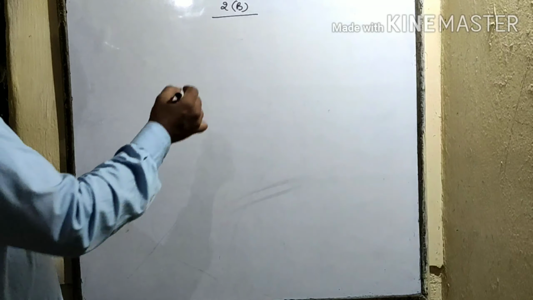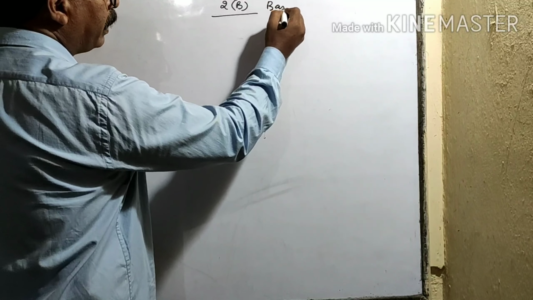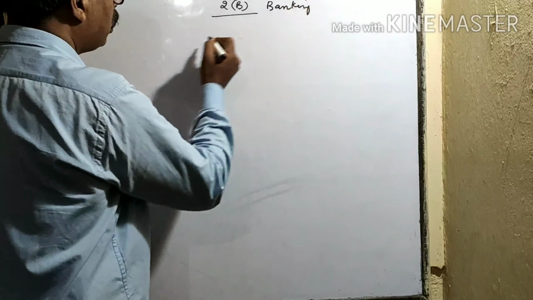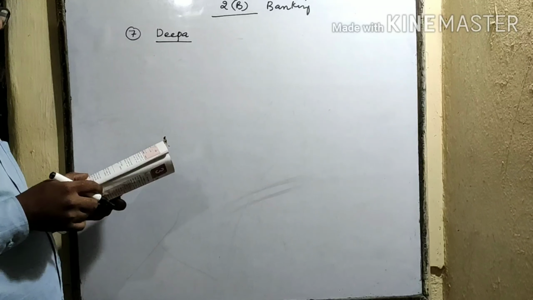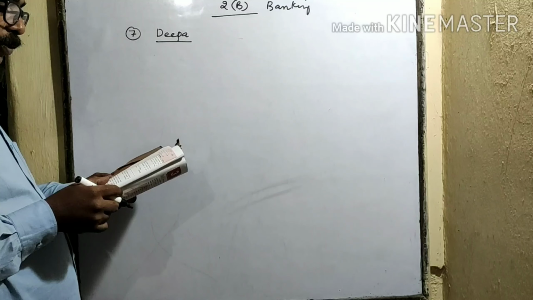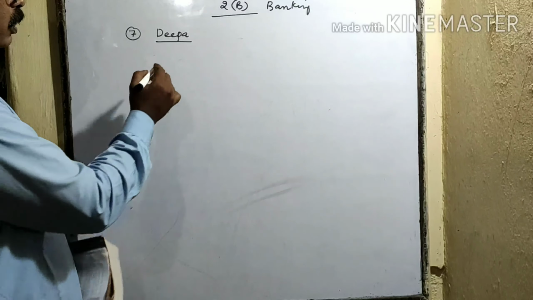Again we are in chapter 2b, banking. Now we'll see question number 7. It is talking about a lady, Deepa. She has a recurring deposit account for 4 years. Time is given 4 years.